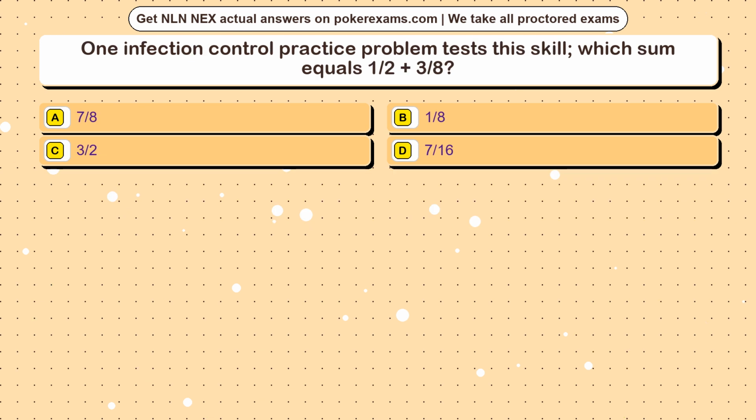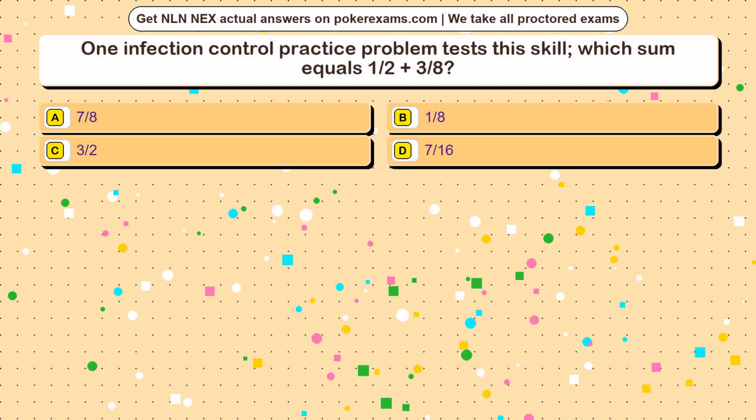Question 11. One infection control practice problem tests this skill. Which sum equals 1/2 plus 3/8? Option A, 7/8. Option B, 1/8. Option C, 3/2. Option D, 7/16.